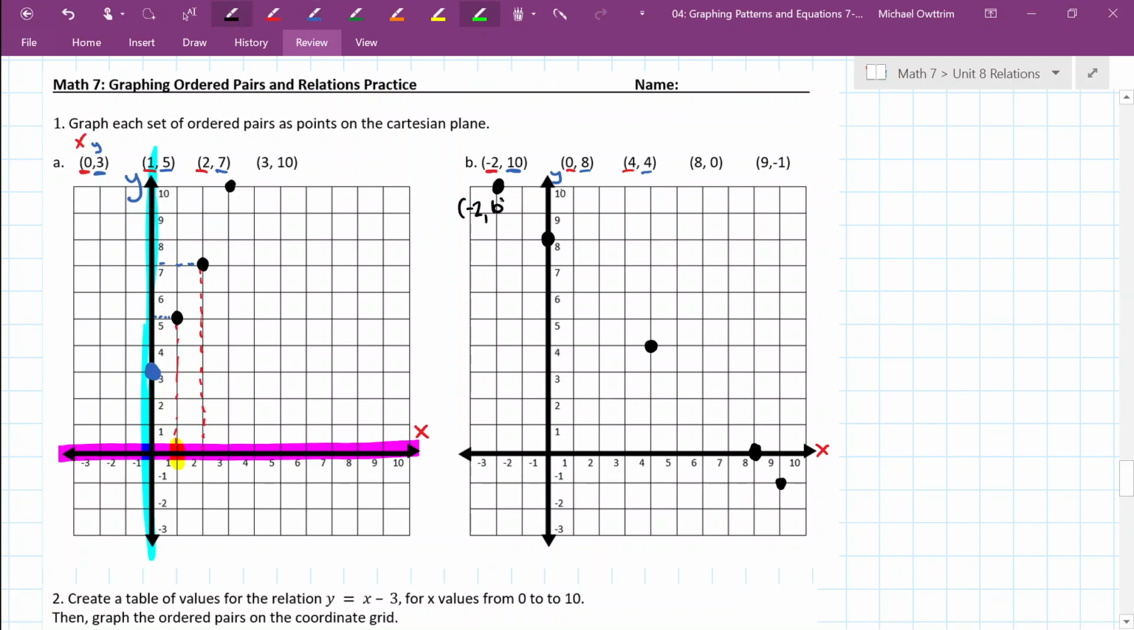We got negative 2, 10. Over here, we've got 0, 8. Over here, we've got 4, 4. Over here, we've got 8, 0. And then over here, we have 9, negative 1.